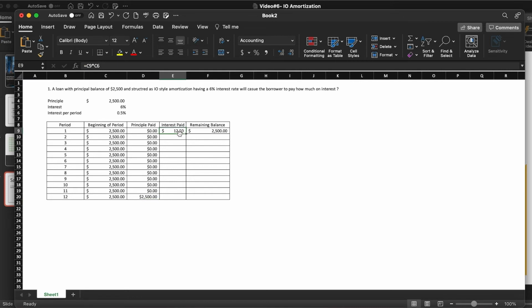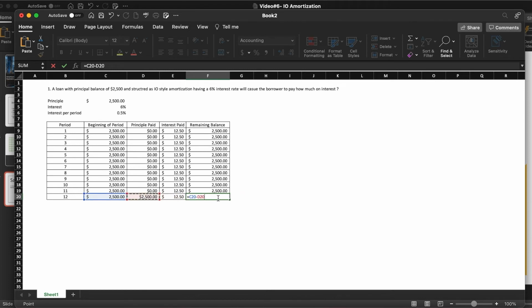And the interest, we know that it's basically going to be constant since we're going to have the same interest and the same remaining balance at the beginning of each period. So it's going to be $12.50 each time. Remaining balance is going to be the same. And at the end of period 12, we're going to end up with $0.